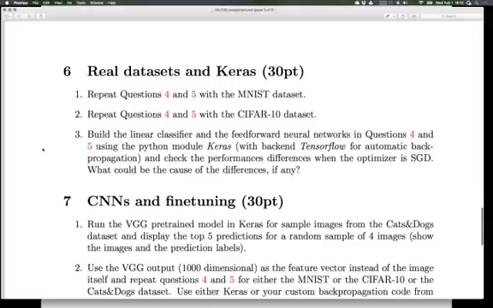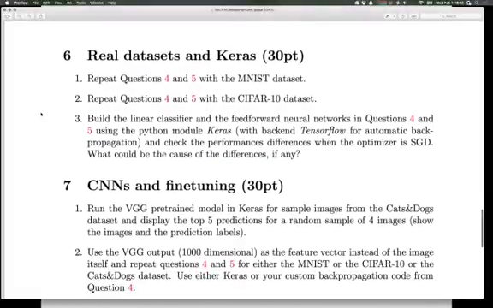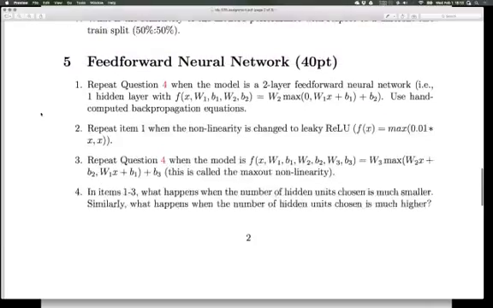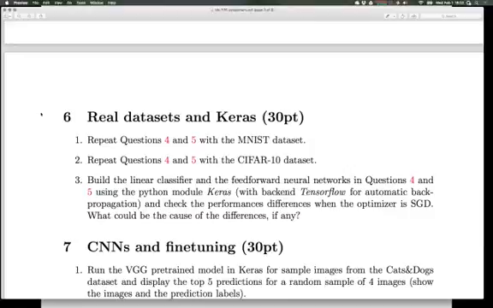Number 6 is kind of an important question where you use some small-scale data sets. MNIST and CIFAR10 are some well-known data sets in the domain of vision. So we'll try to repeat questions 4 and 5 with these 2 data sets, right? And the third part is asking, instead of using the scripts provided in lecture 1, why don't you use Keras or TensorFlow to do the same thing? In Keras it's quite easy to make a simple linear model or this feed-forward neural network. So try to do that in Keras.